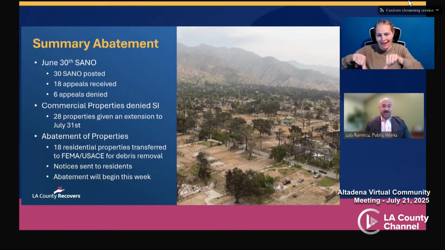So, as you heard the supervisor mention, these folks have been given until July 31st to complete their debris removal process. We have been working with them to make sure that they have a fire debris removal permit, and we'll be checking up on these properties in the next week or so to confirm that the work is progressing and that it will be completed by the end of the month.